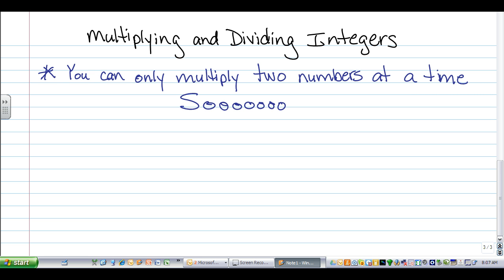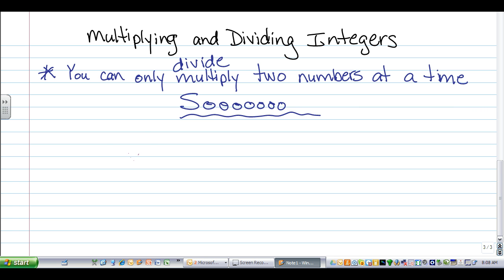So if you can only multiply 2 numbers at a time, or you can only, I should also say, oh, give me a marker. Give me a pen. There we go. Uh-oh, my pen is malfunctioning. This is not good. All it wants to do is erase. Okay, you can only multiply and you can only divide 2 numbers at a time.